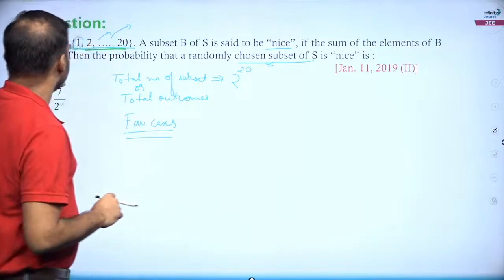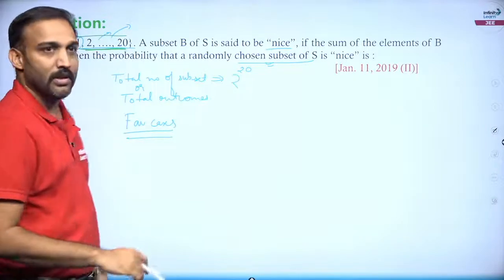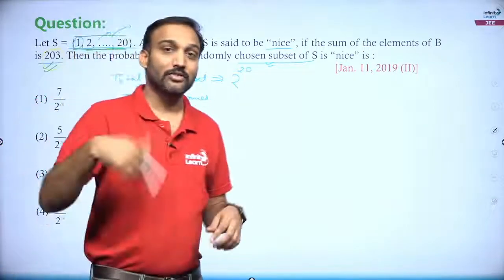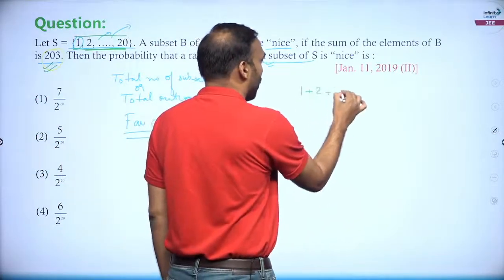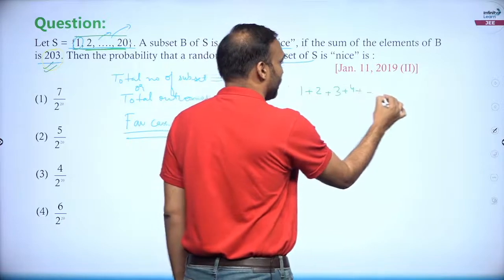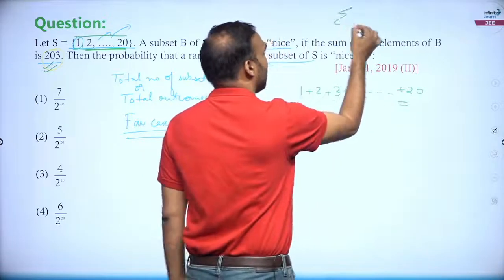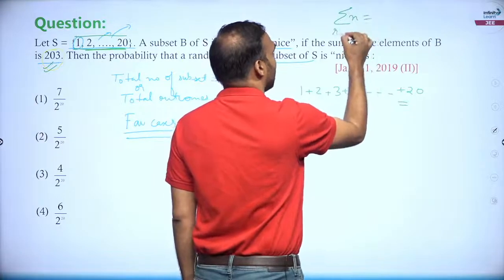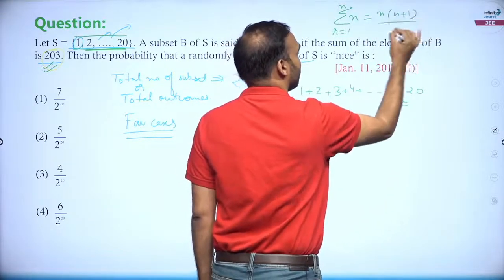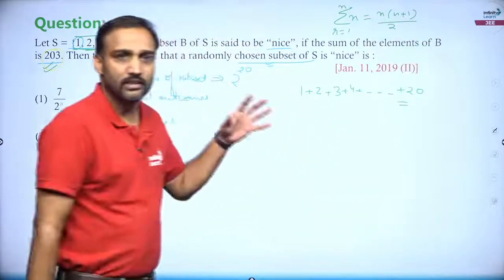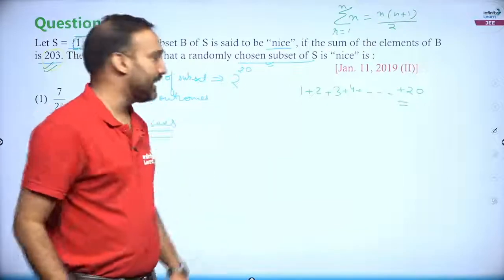Now 203 is a very big number and I have small natural numbers. Let us do otherwise. Let us try to find out the sum of all natural numbers. So if I take all the natural numbers from 1 to 20, what will be the sum? Remember, sigma n, where r goes from 1 to n, is n into n plus 1 by 2. Right? You might have learned this particular property or formula when you were doing sequence and series.